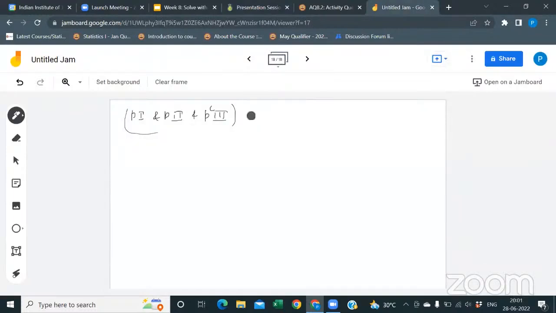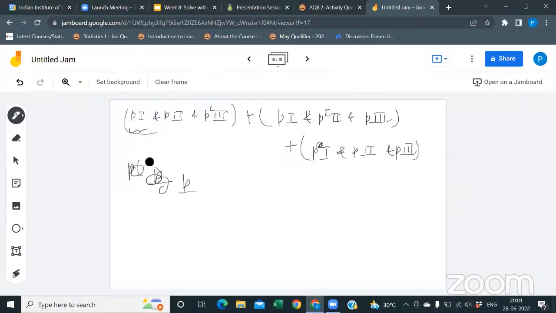Suppose this is the complement and pass in 3. And the third one, he passed in all 3. Okay. So you did the probability of pass one, that means P by 4 into 2 by 3. That was first. Second is P by 3 into 3 by 4, and it will be P into 1 by 4, so 2P by 12.